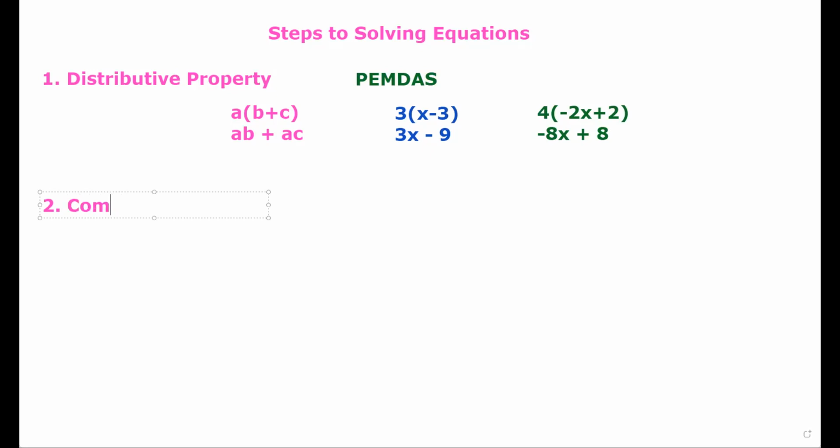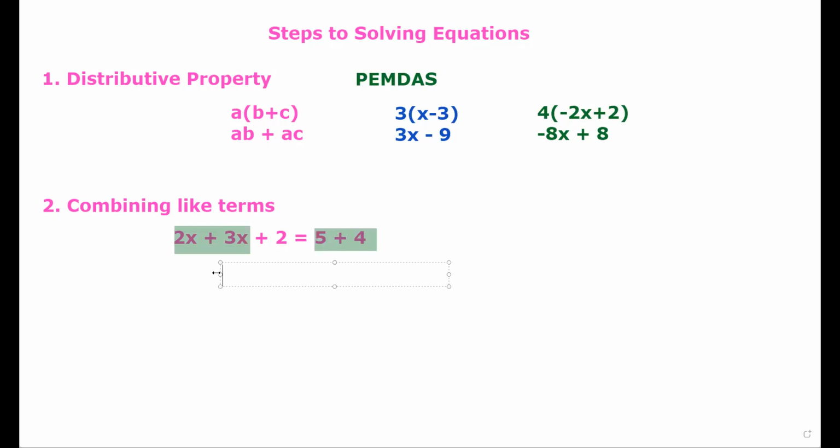The second step is combining like terms on both sides of the equal sign. So let's say I have 2x plus 3x plus 2 equals 5 plus 4. You're combining like terms on both sides of the equal sign first. A common mistake I see is students will combine terms on opposite sides, like they'll add the 2 with this.